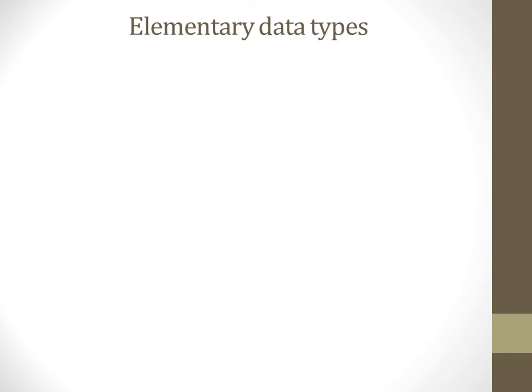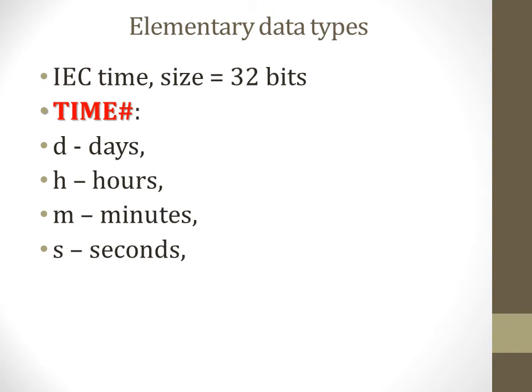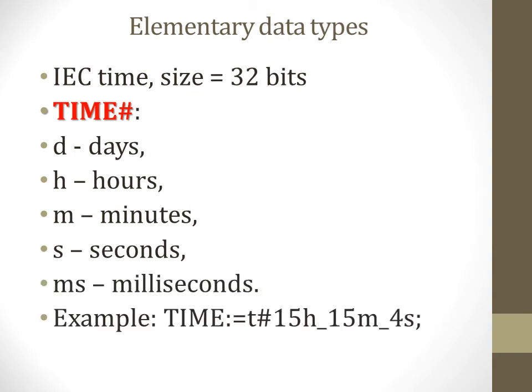The next elementary data type is the data type which is connected with time, and we call it time. In this data type, we can program time intervals as days, hours, minutes, seconds, and milliseconds. In this example in short records, we can see how we can program the time intervals.